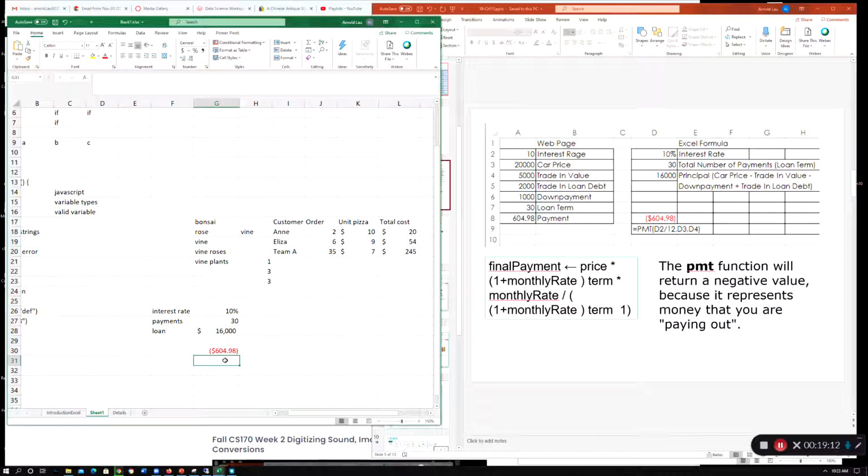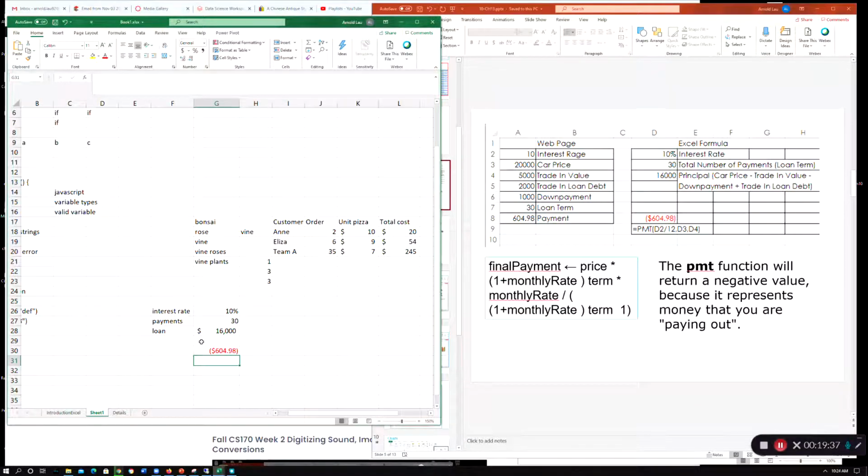And there you go. Right? So each month you're going to be paying this amount of money, $604.98. Okay? And that's how you came up with this payment here. So hopefully that explains to you PMT and what that means.